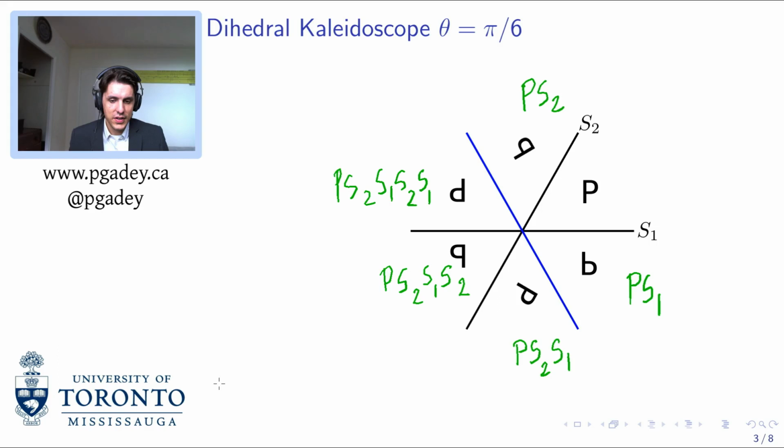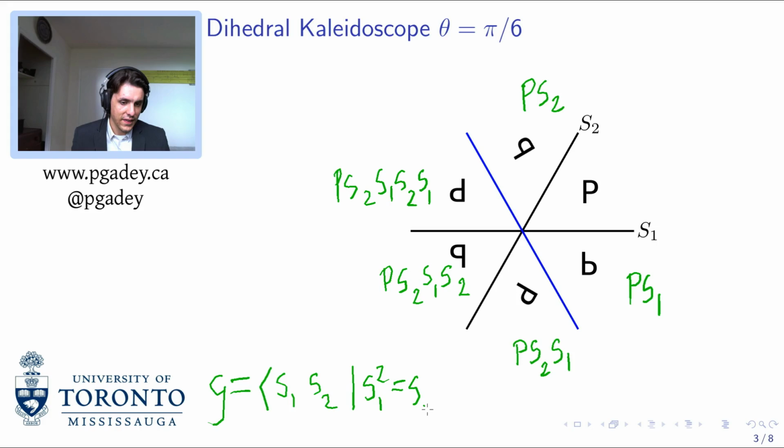by S1 and S2, satisfying the relationships that S1 squared is S2 squared is (S1 S2) to the 6 is the identity. Also, when we apply this map three times, we get back to where we started from.